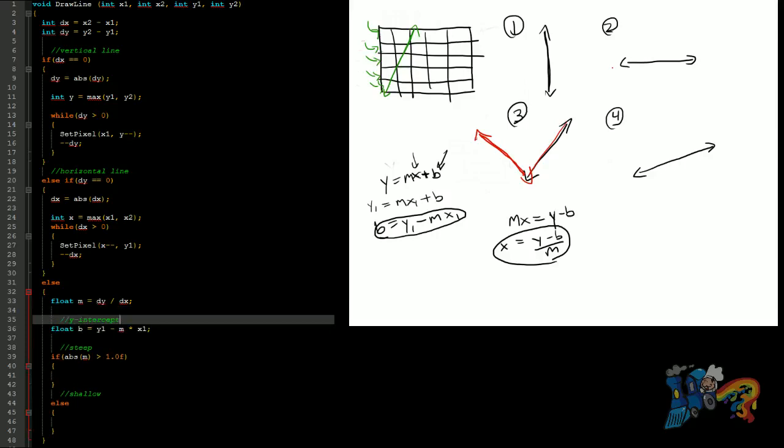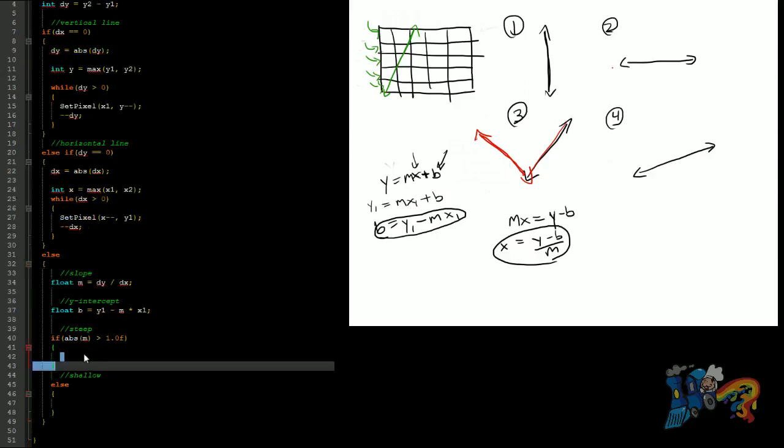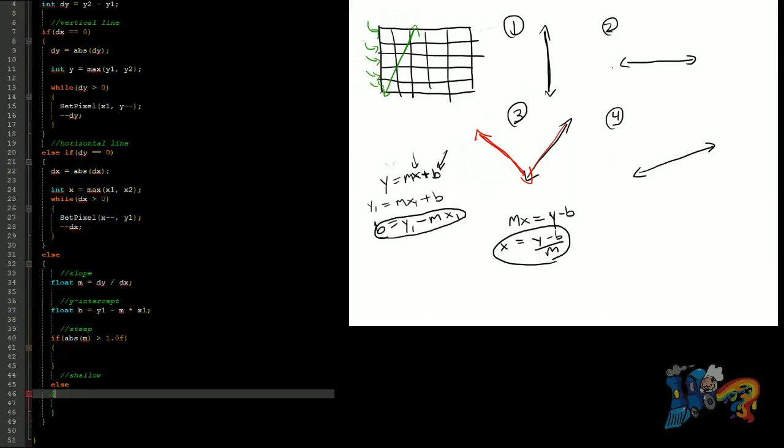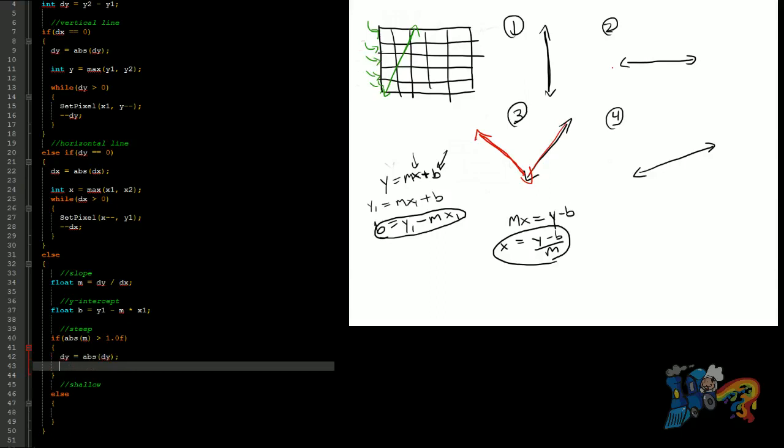This is our y-intercept, and this is our slope. Cool, because we need the y-intercept for both the shallow and the steep, so I calculate it out here. But now that we're in the steep, we're going to loop through it as if it were vertical in this sense. So we need to first take our dy and set it equal to the absolute value of dy, because we're going to loop dy times, just as before.